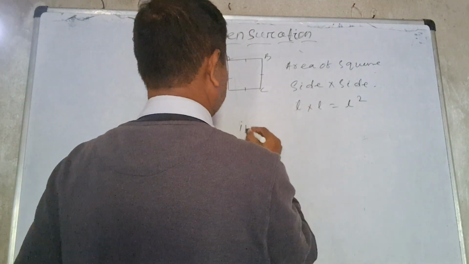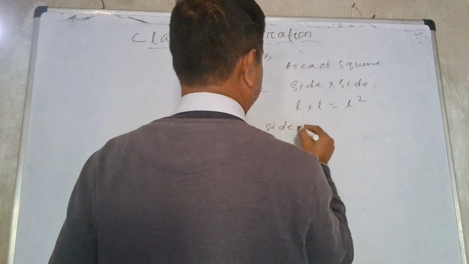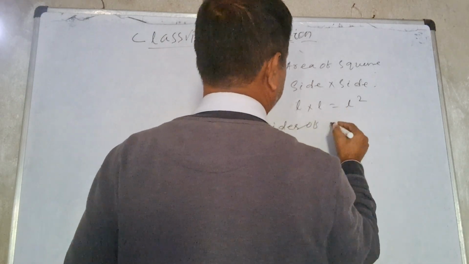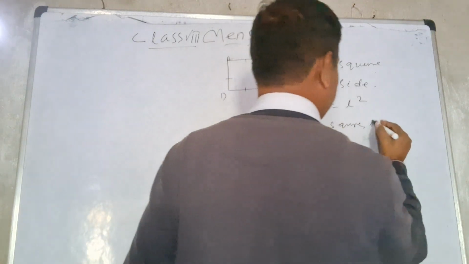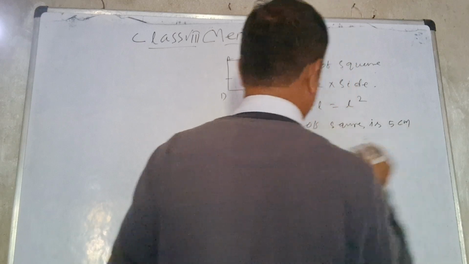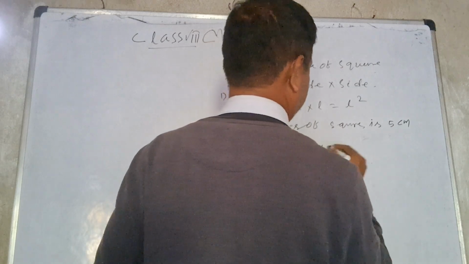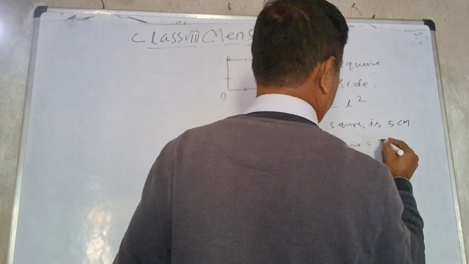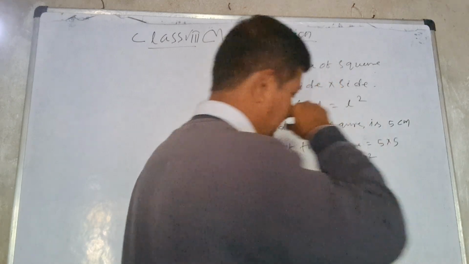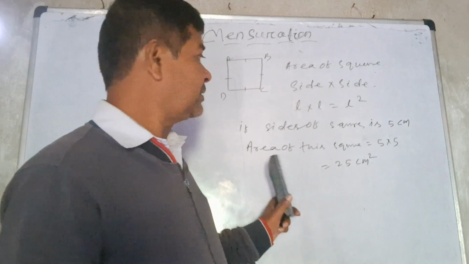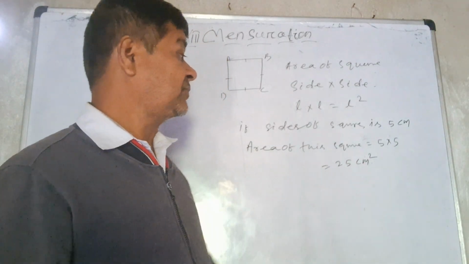If the sides of the square, all sides, are 5 cm, then the area of this square will be 5 into 5, 25 cm square. The area of the square equal to 25 cm square.